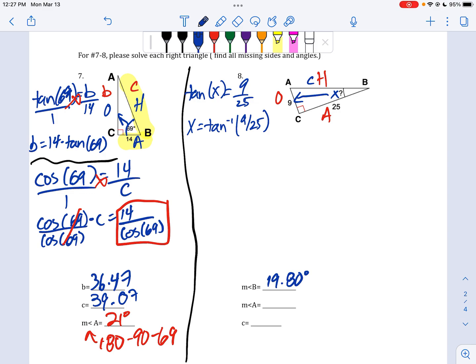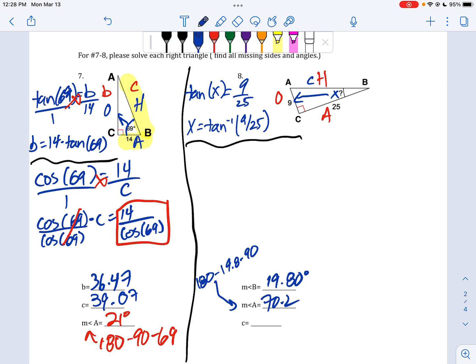To find angle A, I would do 180 minus 19.8 minus 90 to get angle A, which got me 70.2. Now again, to find side C, I could do this 2 ways, and on the key I showed both. Here I'm just going to show the trig way.